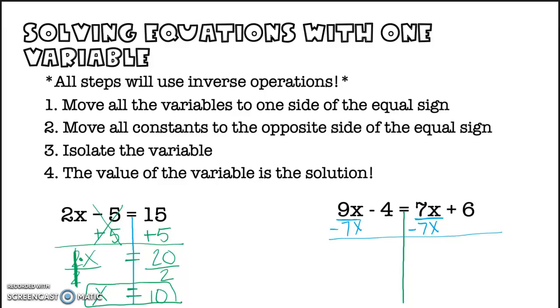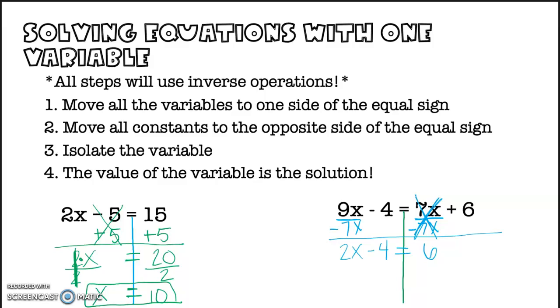Alright, so 9x minus 7x, that's going to leave me with 2x. And then negative 4 wasn't touched, so it's just going to stay there. That's going to equal 7x minus 7x. That's a 0 pair. It's gone. But that still leaves us with positive 6 on the other side.